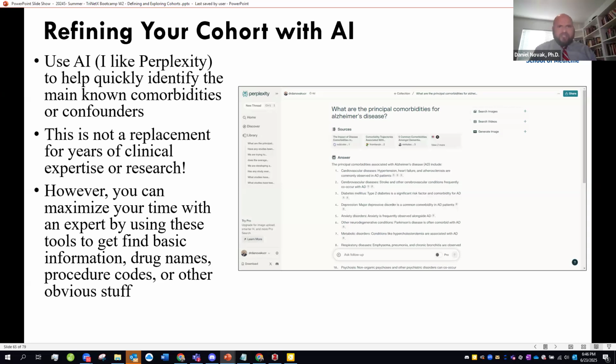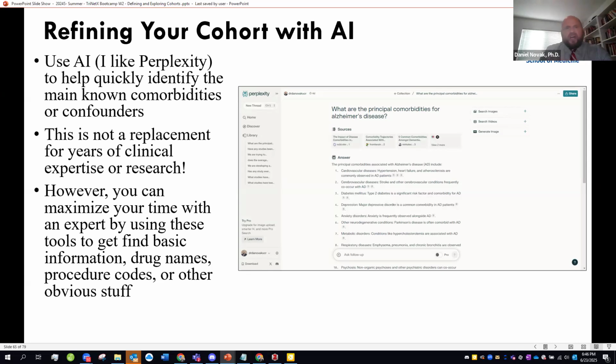Some people use OpenEvidence, and there are different technologies. I just happen to like Perplexity because its most useful features are pretty much free. And you can use this to help you quickly identify components for adding into your comorbidities for your study, or exclusion criteria that you might want to include or exclude in your study. This is not a replacement for years of expertise in clinical research, but it is a way for you, as you're developing your own expertise in an area, if you're a medical student, or as you're getting familiar with the latest research in the field, this is a great way to help you summarize that stuff and get up to date as quickly as possible.